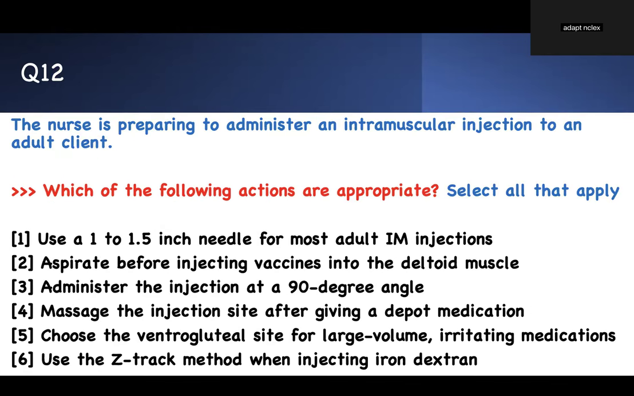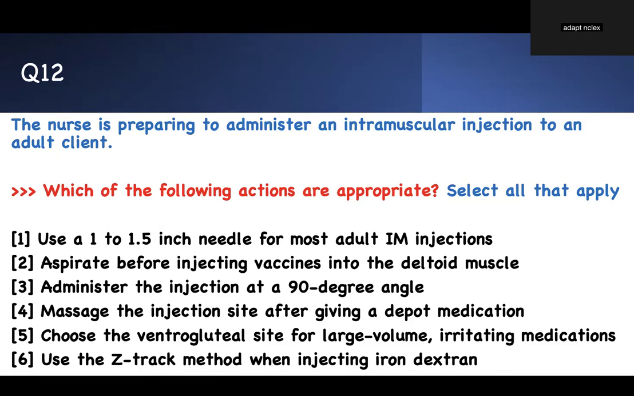And the last one, IM medication, key concepts to know. This is one question with everything you need to know. So which actions are appropriate? Do you know how to inject IM medication, or the concepts associated with it? We're going to use at least a 1.5-inch needle for IM because it's deeper, right? Aspirate before injecting vaccine into the deltoid muscle. No aspiration, right? Administer the injection at 90 degrees. That's the correct angle for administering IM medication, straight.